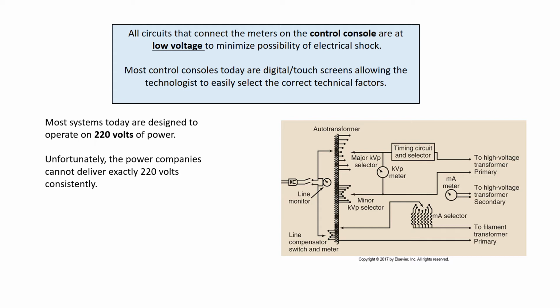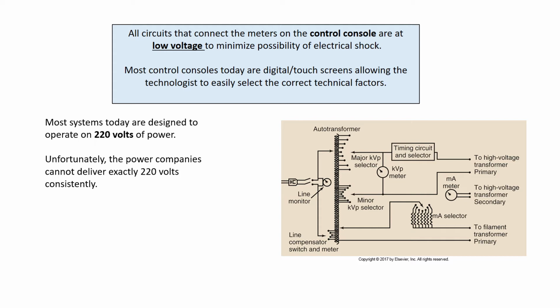Now, unfortunately, the power companies cannot deliver exactly 220 volts consistently. Sometimes it goes up to 225, sometimes down to 215. Most of the appliances in your home, it doesn't matter that much if we raise or lower the voltage a little, as long as we're around that 220 volts. However, for the X-ray circuit, 220 needs to be very, very specific.